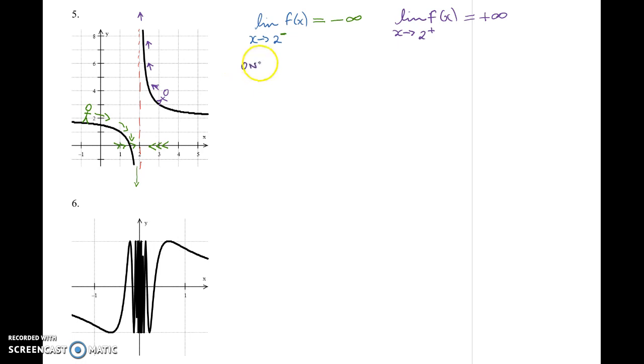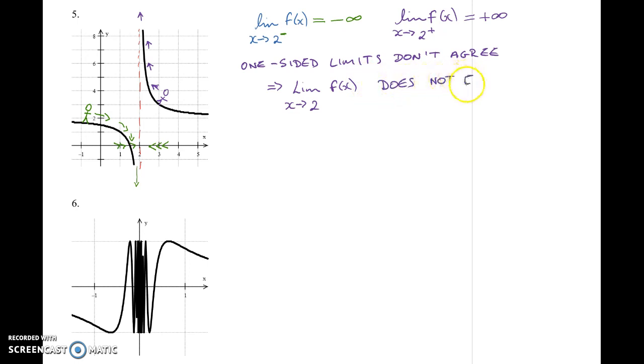The one-sided limits don't agree, and therefore what we would have to say in that case is that the limit of f of x as x approaches 2, and again we drop the plus and minus now because we're talking about the overall limit. Once you have this condition that the one-sided limits don't agree, then the limit of f of x as x approaches 2 does not exist. So that's yet another case where the limit does not exist.